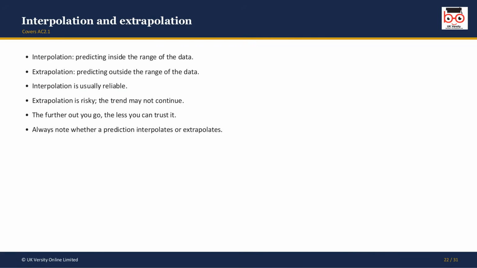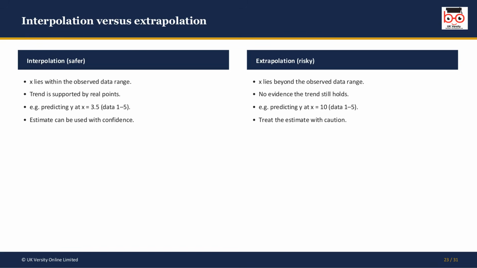This brings us to two important words. Interpolation means predicting inside the range of your data, and it's usually reliable because real points support the trend. Extrapolation means predicting outside that range, and it's risky because you've no evidence the trend keeps going. The further beyond the data you reach, the less you can trust the answer, so always note which of the two you're doing. Side by side, the contrast is clear.